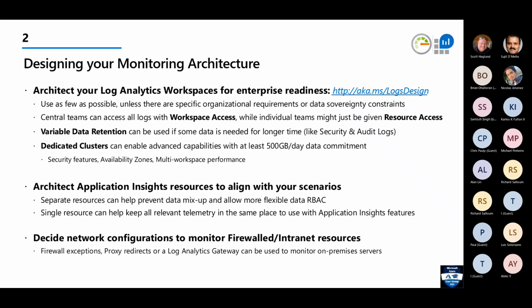Decide whether you want to use a separate or single Application Insights resource for your scenarios. Separate resources can help save costs, it also prevents data mix-up, and allows more direct access. A single resource can help keep all that relevant telemetry in one place to use with Application Insights, so do it. Different independent applications can use separate instrumentation keys for each app.